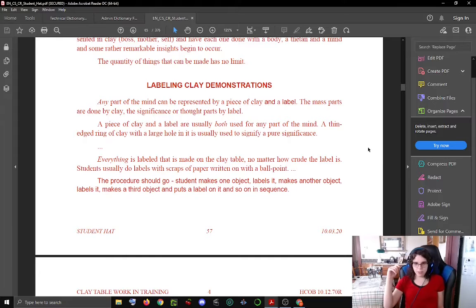Everything is labeled that is made on the clay table, no matter how crude the label is. Students usually do labels with scraps of paper written on with a ballpoint. We don't need to hear how they make the labels. It's a fucking label. It's not that hard. You don't need to explain every fucking step like you're a fucking 2-year-old.